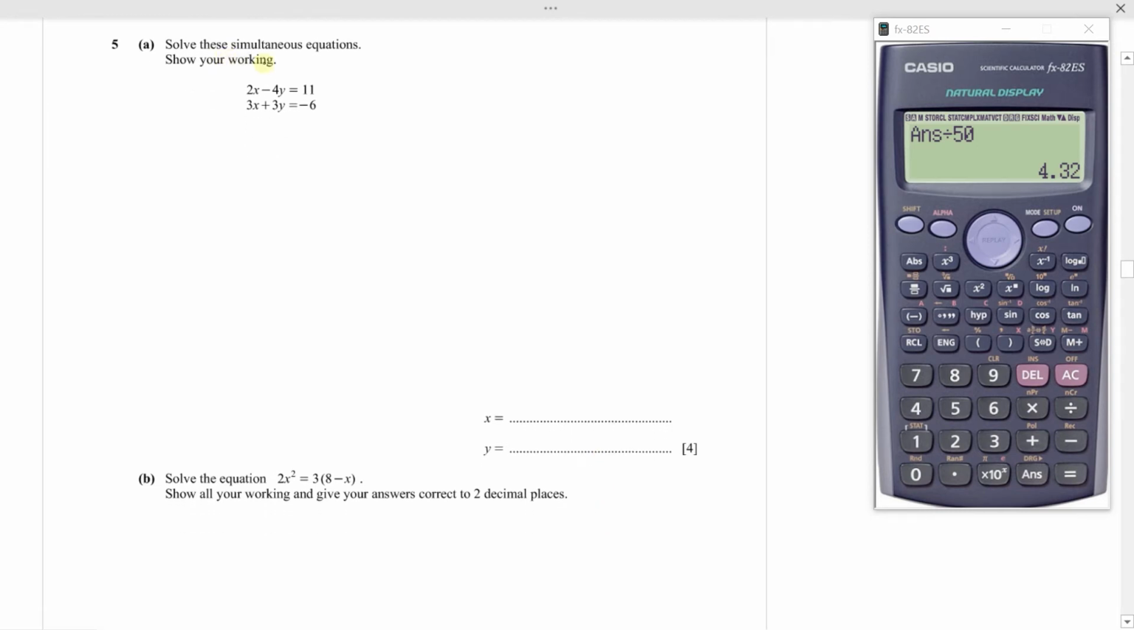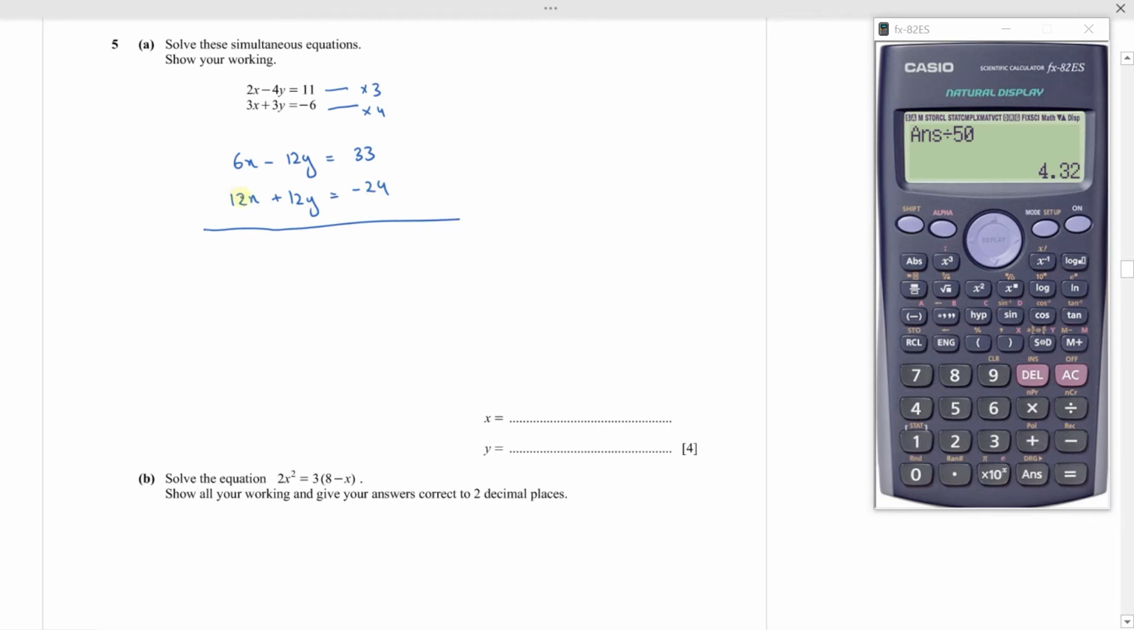Question number 5 is solve these simultaneous equations. So you have two equations here. I will use the elimination method to eliminate one of the variables. So I will multiply this equation by 3 and multiply this equation by 4. That will give me 12y and 12y here, and then I can add them together to eliminate the variable y. So let's rewrite these equations. If I multiply this first one with 3, I will get 6x minus 12y equals 33. And if I multiply the second one with 4, I will get 12x plus 12y equals minus 24.